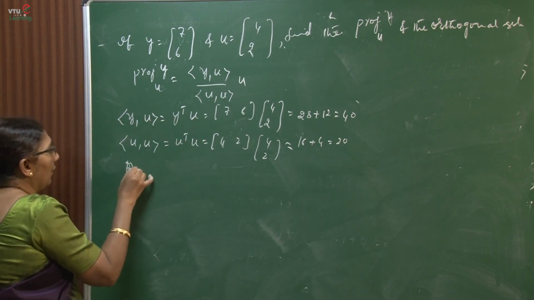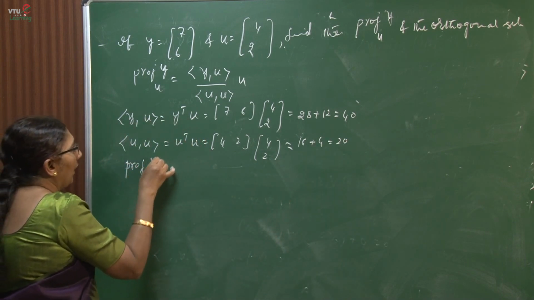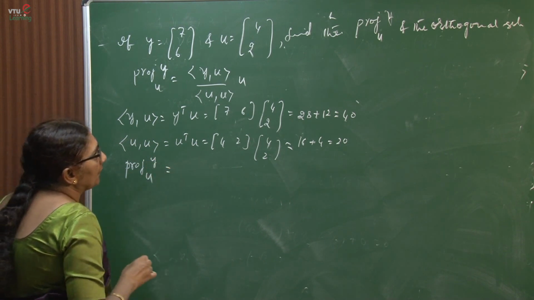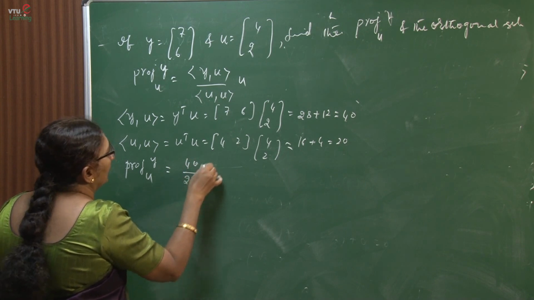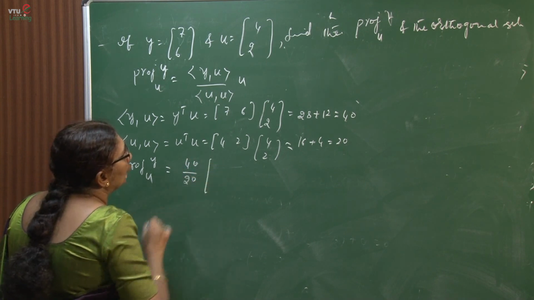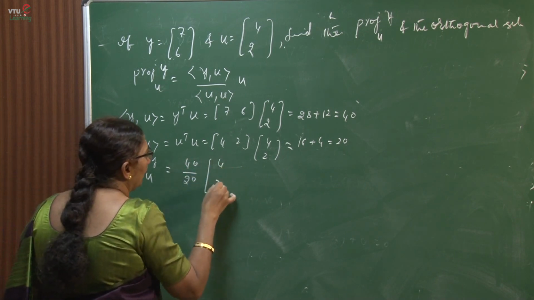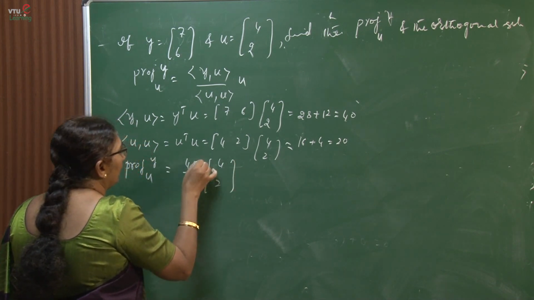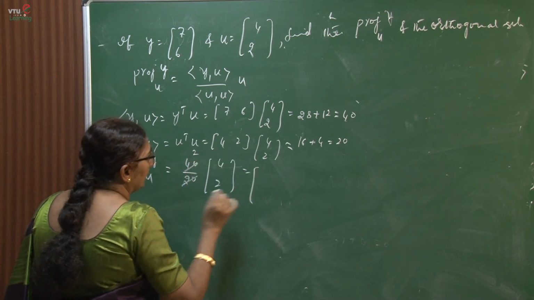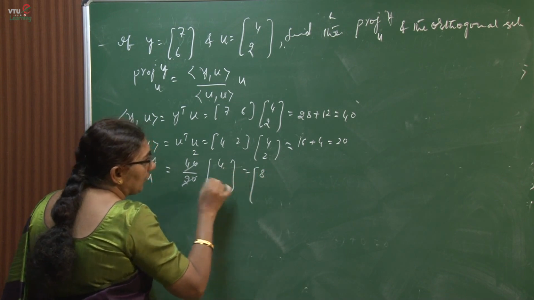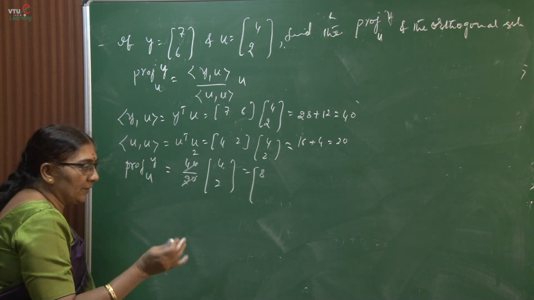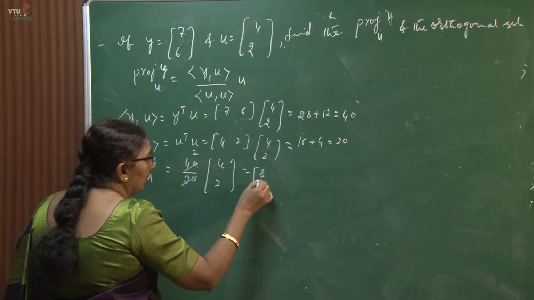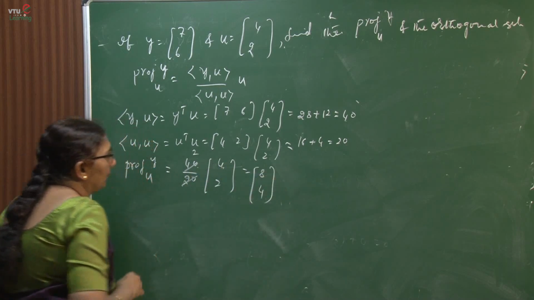Now, proj of y with respect to u is nothing but 40 divided by 20, into u. What is u? (4, 2). What do we get? 2. Take 2 inside the vector and multiply each of the components. Keep in mind, in an inner product space the scalar multiplies the entire vector. Now we have (8, 4).